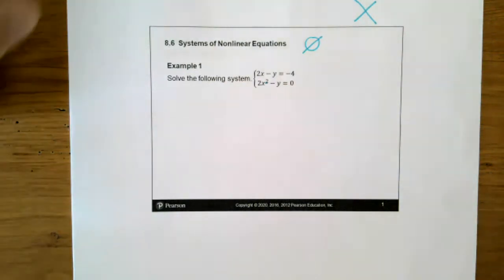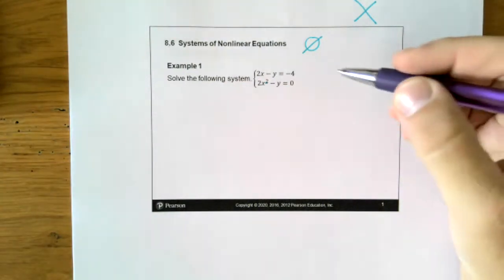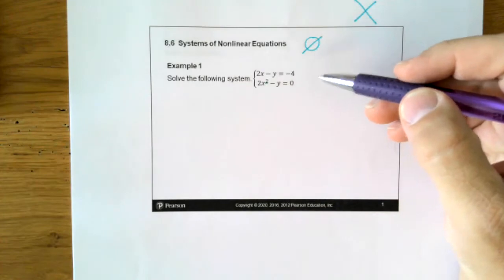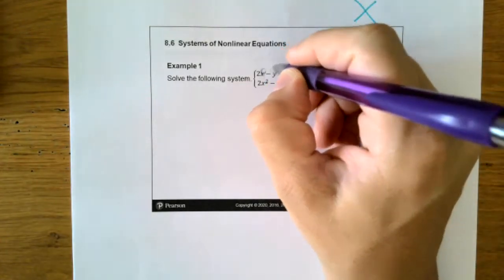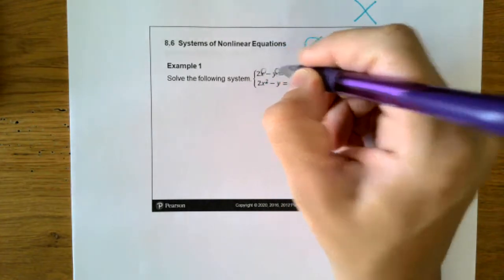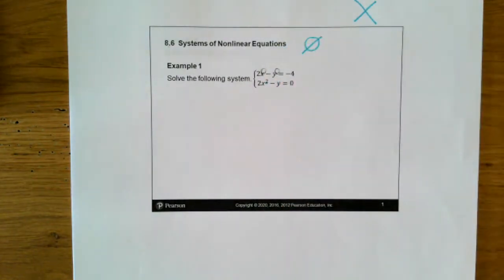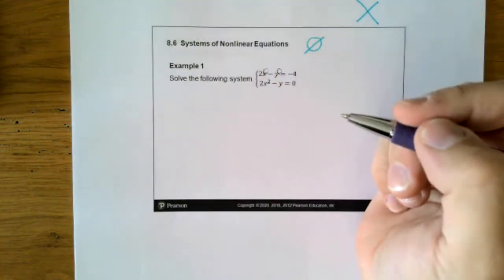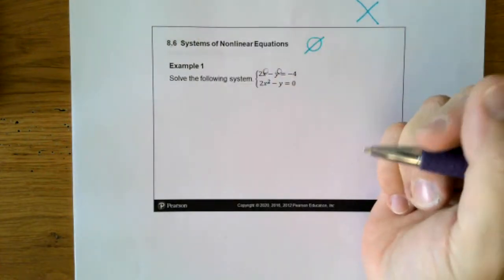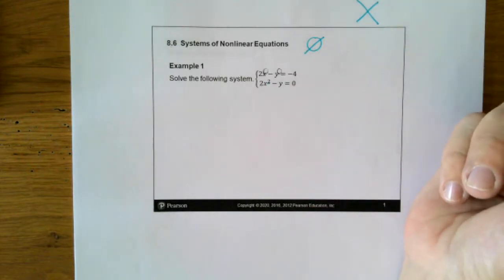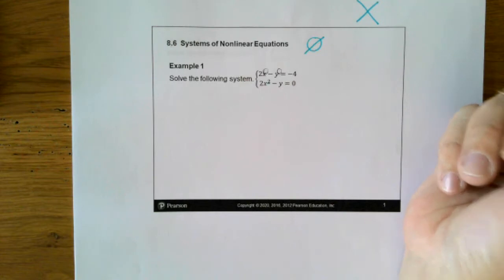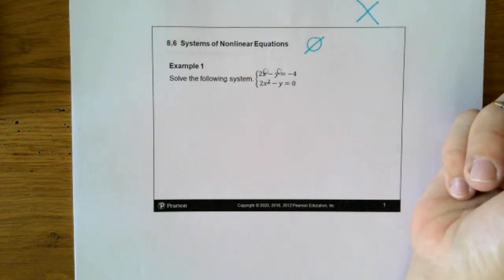Okay, so this equation, the first one, is linear because there is only an exponent of 1 on the variables x and y, right? There's no 2, there's no 3, there's no 4. But the second one has an exponent of 2, which means the graph will curve in some way. Okay, it's a quadratic equation of some kind.